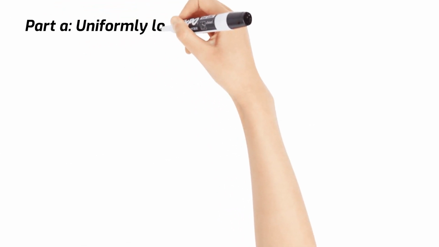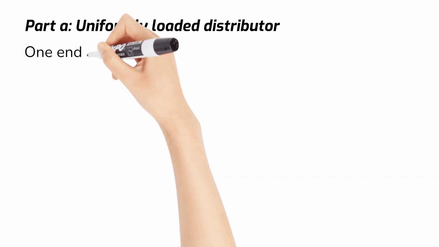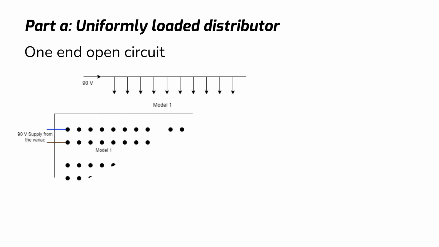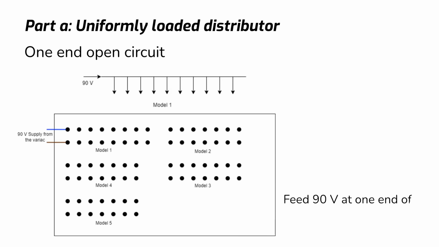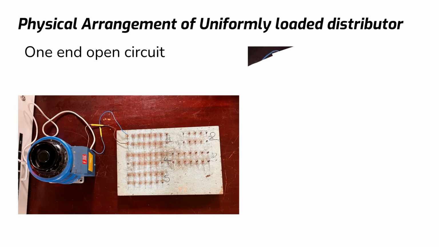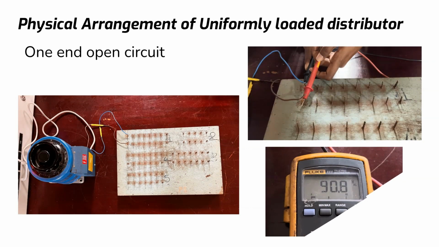Part A. Uniformly loaded distributor, one end open circuit. Here we consider a uniformly loaded cable which is fed only from one side by keeping the other side open. We have chosen module 1 for this test and have connected the variac as shown in the figure. This distributor has 8 sections. First, adjust 90 volts and give that to the module and measure the voltage at each section using a digital voltmeter. This is the physical arrangement of uniformly loaded distributor, one end in open circuit condition.